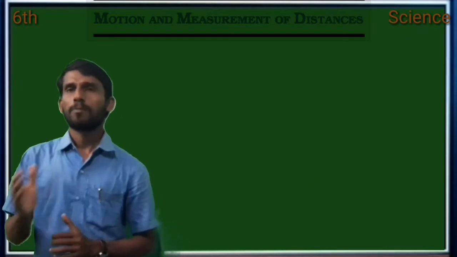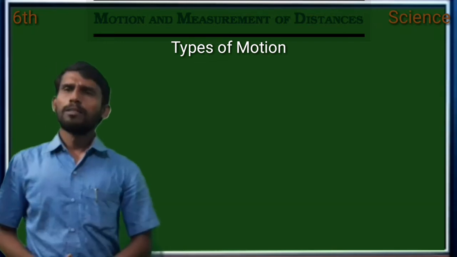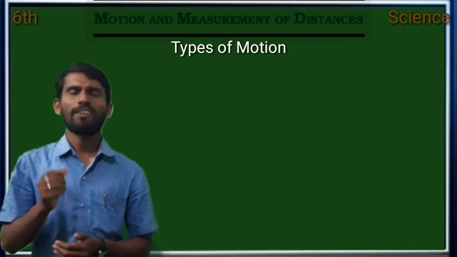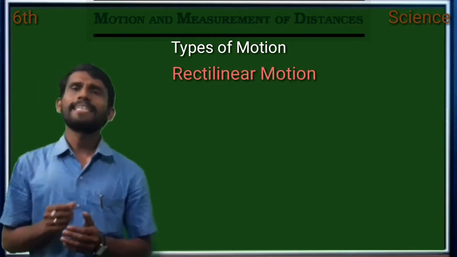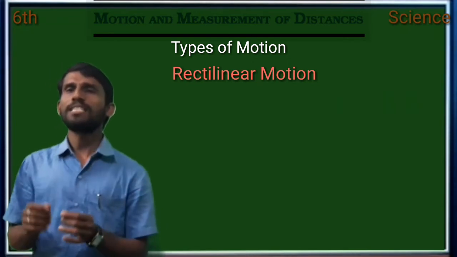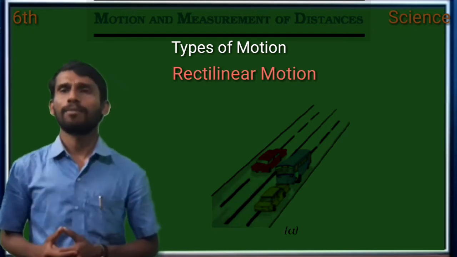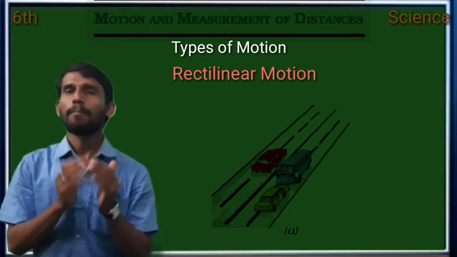Dear friend, the next point I am taking here is types of motion. Dear friend, we have seen so many types of motion. Dear friend, the first one I am taking here is rectilinear motion. Rectilinear motion means when the object changes its position with time along a straight line. This type of motion is called rectilinear motion.